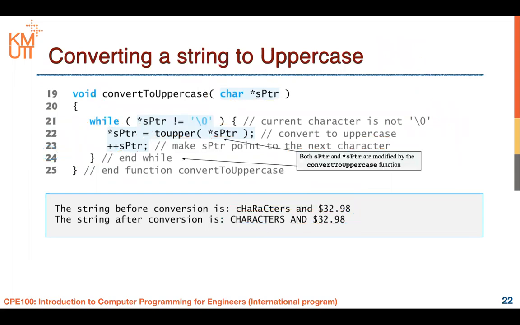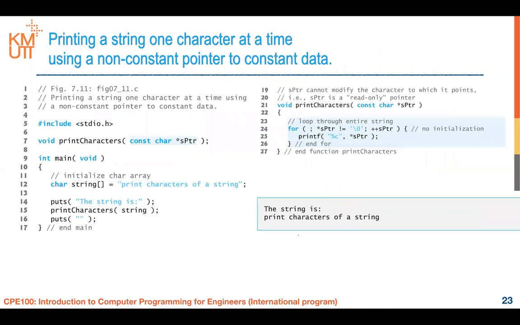If you don't want to change the characters in sPtr, you have to use a constant character pointer. sPtr cannot modify the characters to which it points. Cannot modify, because we use constant.